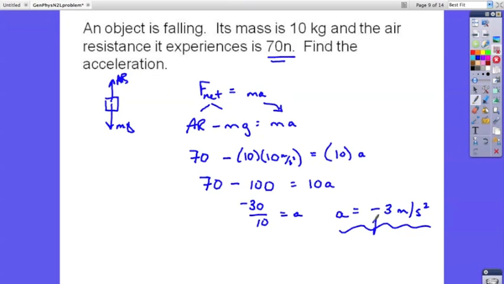So let's think about that negative for a minute. What does that mean? Well, we defined in this problem up is positive and down is negative. So we did it right here. Air resistance is up and it's positive. Weight is down and it's negative. So that simply means it's accelerating downward at a value much less than gravitational acceleration. So the air resistance is pretty large and it's approaching terminal velocity, but it's still accelerating downward at 3 meters per second squared.